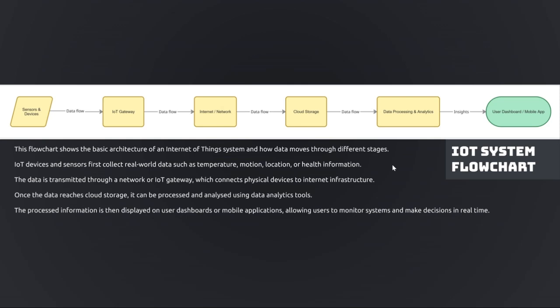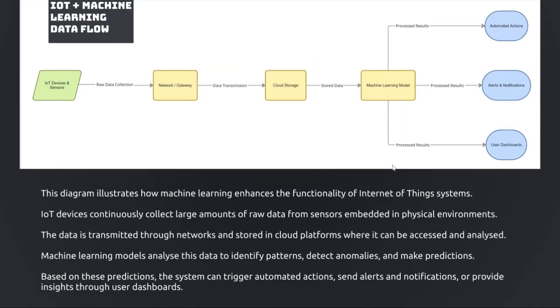Once the data reaches cloud storage, it can be processed and analyzed using data analytics tools. The processed information is then displayed on user dashboards or mobile applications, allowing users to monitor systems and make decisions in real time. Next, I have the IoT plus machine learning data flow. This diagram illustrates how machine learning enhances the functionality of Internet of Things systems.